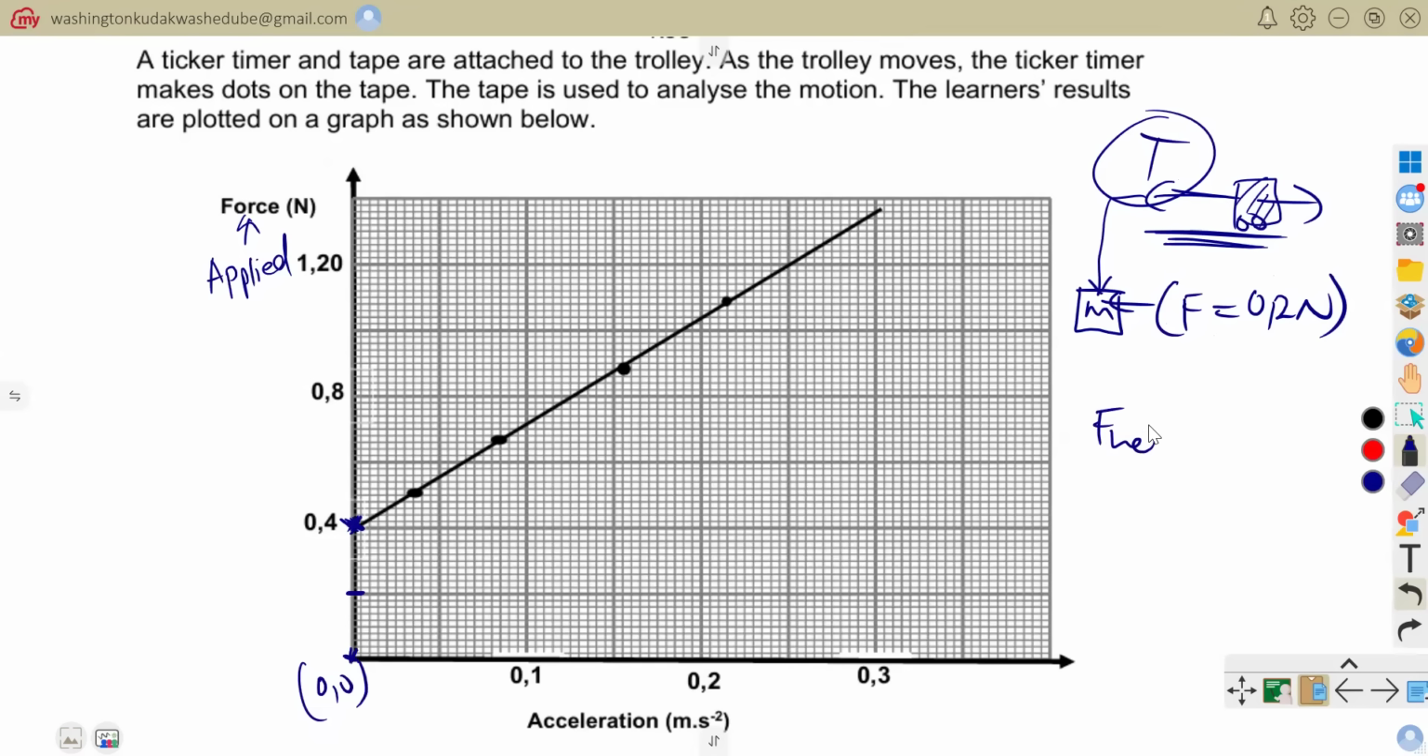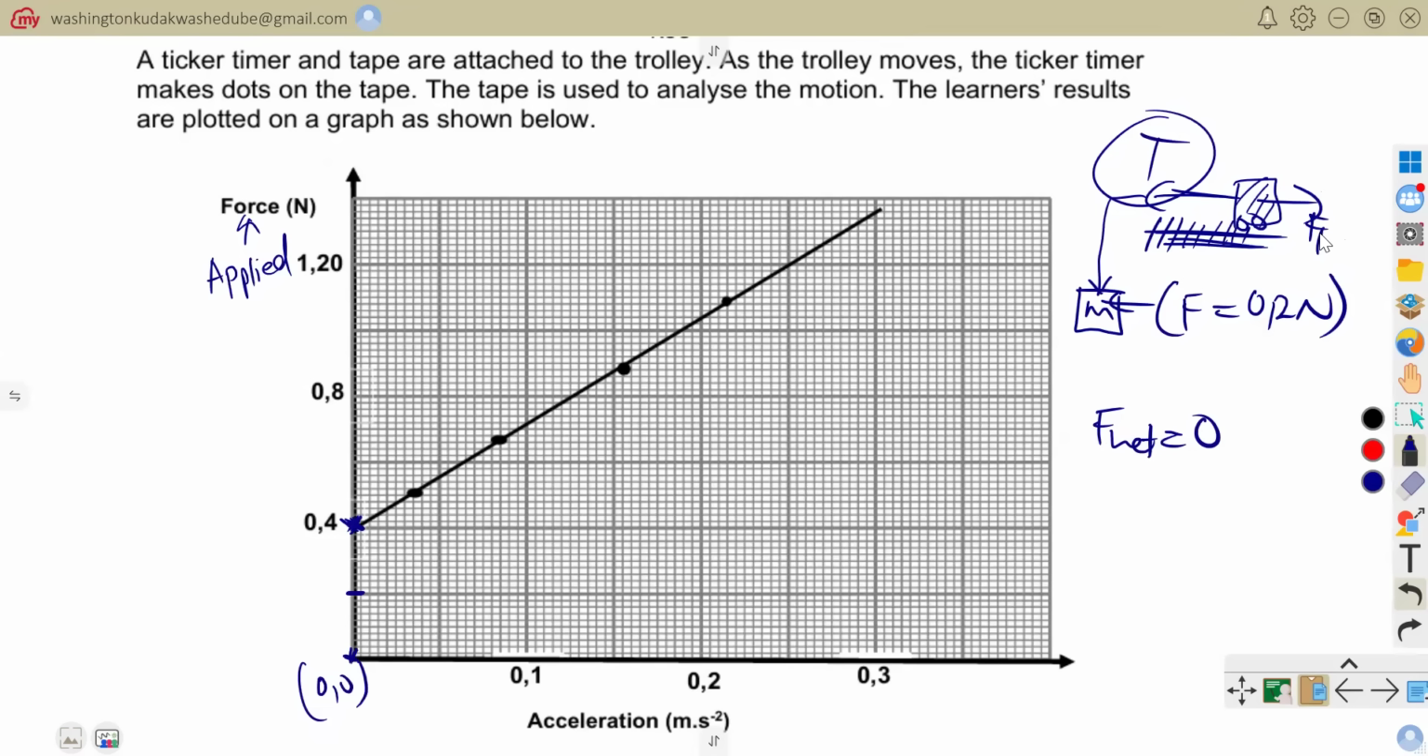Because whenever there is no movement, F net is equal to 0. So we are saying that there is an opposing force of motion somewhere, somehow. And since there is nothing on this side, we would assume that that opposing force of motion is due to this surface. So it can be the frictional force.